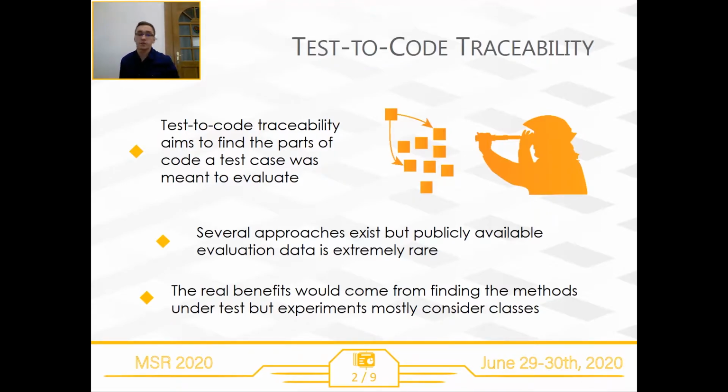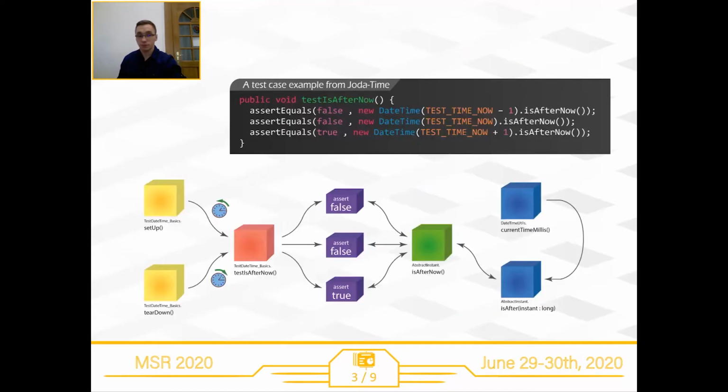This is a valid problem of software engineering, and it is called test-to-code traceability. There are already several methods that try to cope with this, but publicly available evaluation data on these are still very rare and mostly limited to class level. The real benefits would come from method level information.